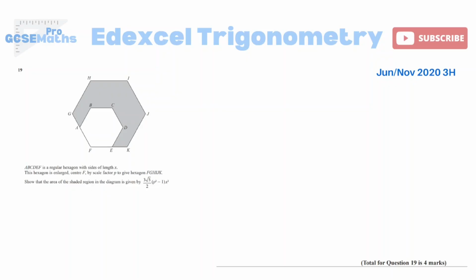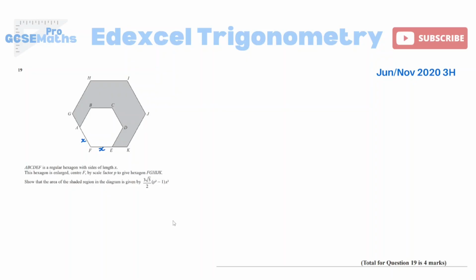Okay, so our last one, question 19, you can see is from the June-November time 2020, because obviously June 2020 didn't happen. Paper 3, calculator paper therefore. We've got here a regular hexagon with side lengths x. So the A, B, C, D, E, F is the smaller one. So each of these side lengths for the smaller one, the white hexagon, are side length x.